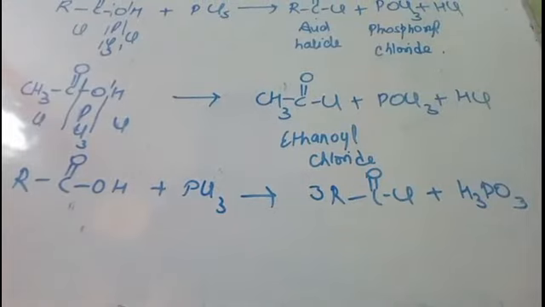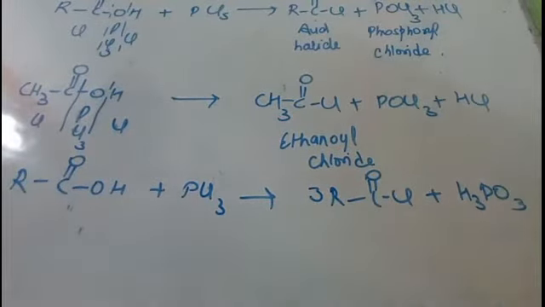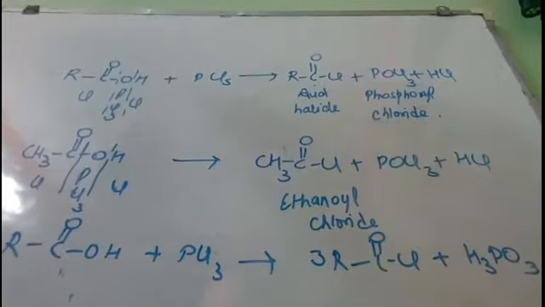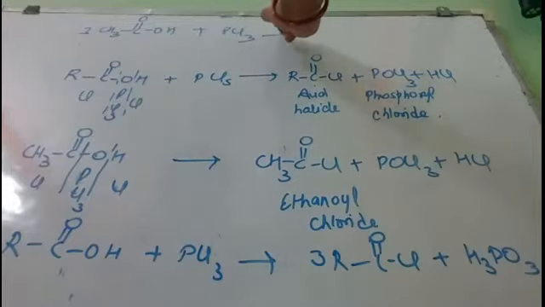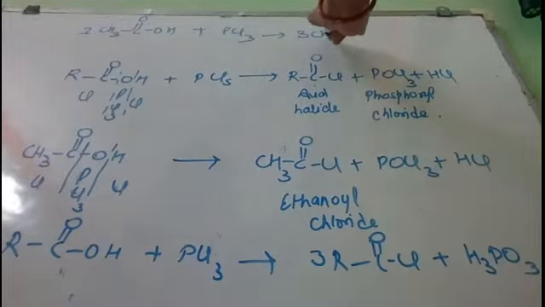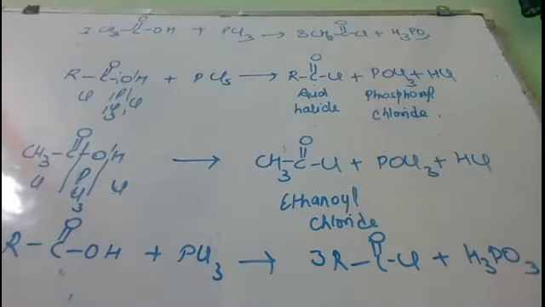Okay, now we will take one example of this also. Suppose we have ethanoic acid, 3 moles we will take. We will treat it with phosphorus trichloride. We will get ethanoyl chloride plus H3PO3. So in this way, with the help of phosphorus trichloride you can prepare acid halide.